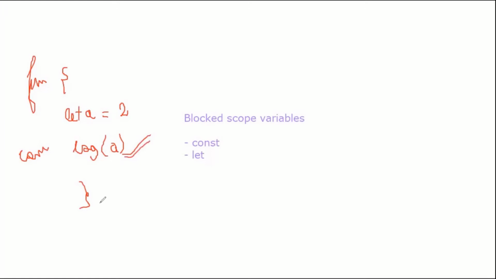But when I do the same thing, log a, outside, it will not show the value. It will show some error, saying that you are not able to access this. So these are accessible from their area only. These are obviously not global variables, because global variables can be accessible everywhere. So let's see with the help of an example in our code editor.